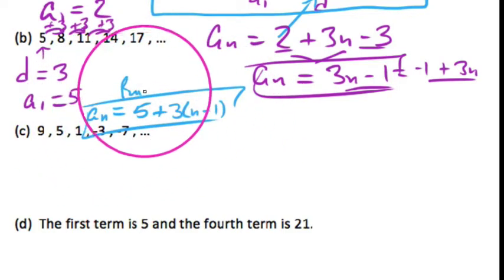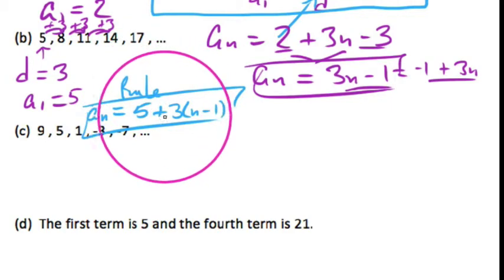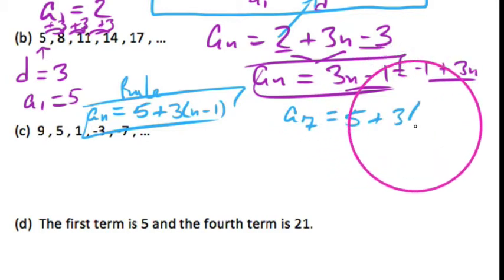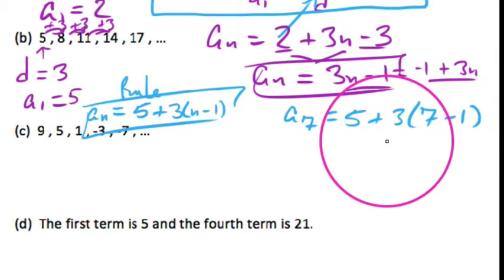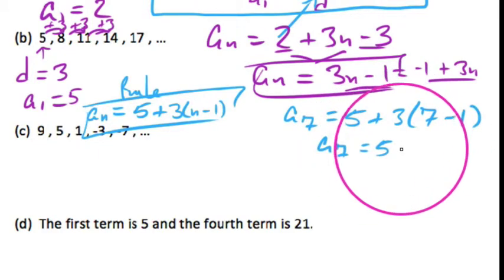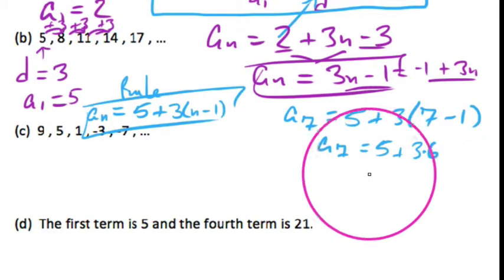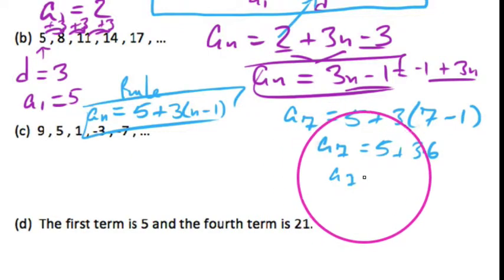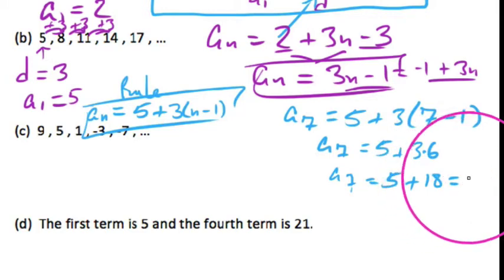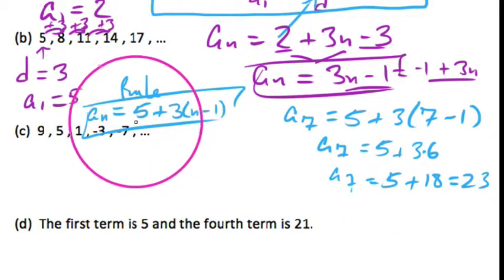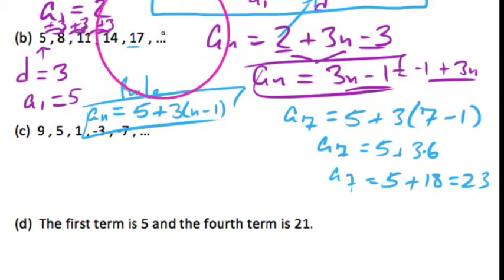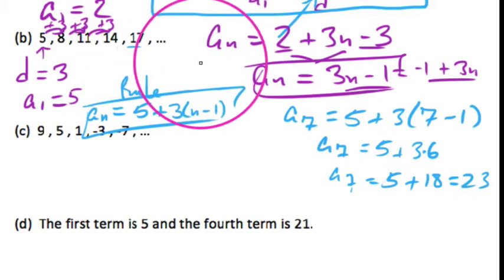This rule works right now. If you wanted to say, what is A7? We could say it's 5 plus 3 times 7 minus 1. And then the seventh term would have to be 5 plus 3 times 6, and so it'd be 5 plus 18. So A7, nice having this rule, isn't it, is 5 plus 18, which is 23. And we could see that if we were to continue our list here, this is A5. If we were to go up by another 3, it would be 20, and go up by another 3, our sixth term would be 23.